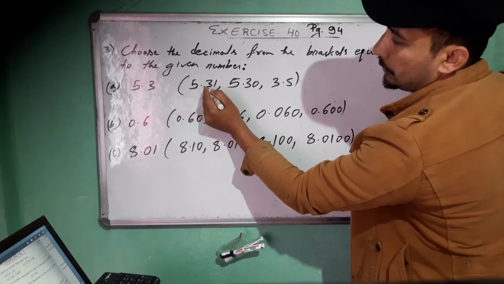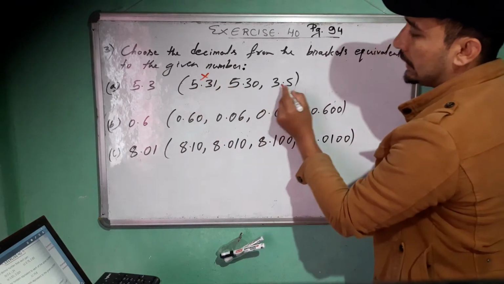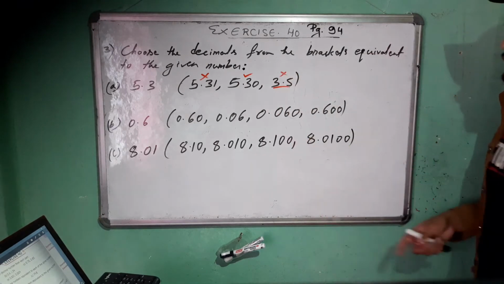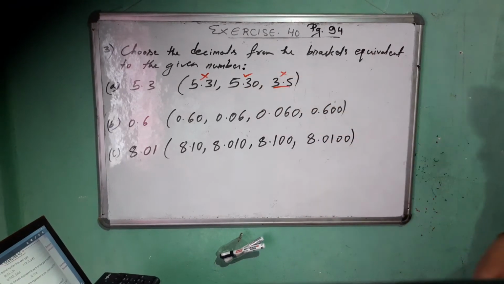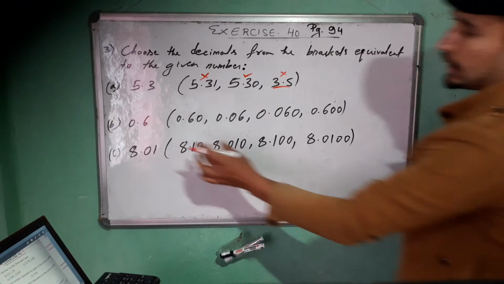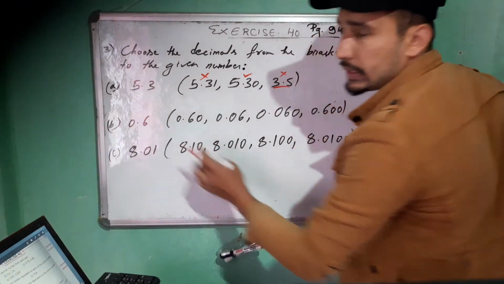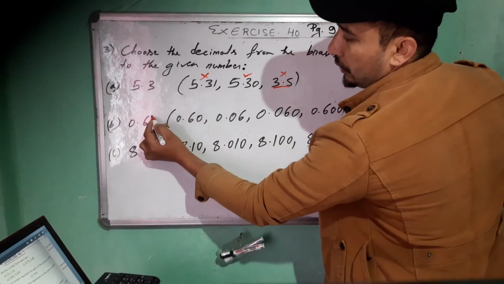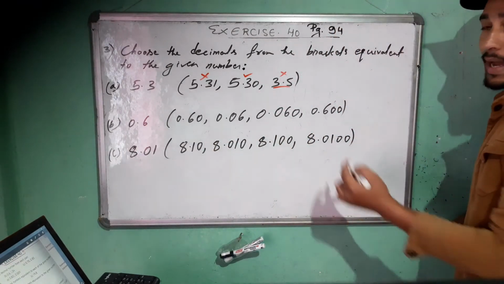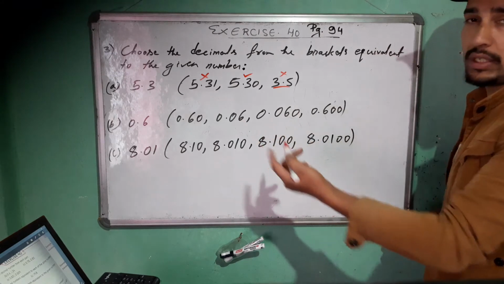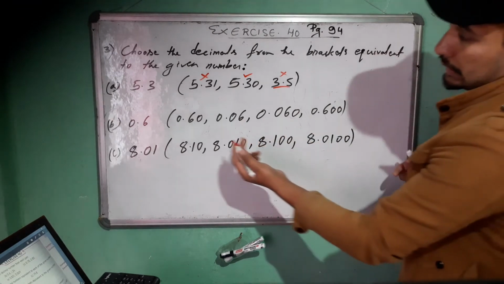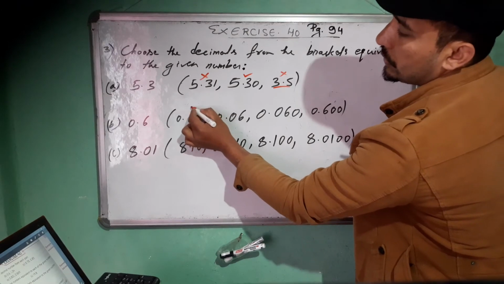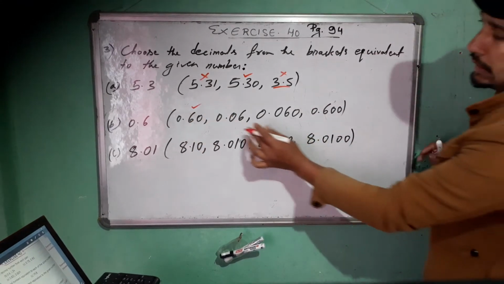Check it here, 3.31, this is not the equivalent. 3.50, this is the equivalent, and this is not the equivalent. Okay, so your answer will be 5.30. Similarly, for question number B, 0.6, you have to add 0 after 6. You can add 1 zero, 2 zeros, or 3 zeros. Okay, so the decimal number equivalent to 0.6 is 0.60. This is the equivalent decimal number.